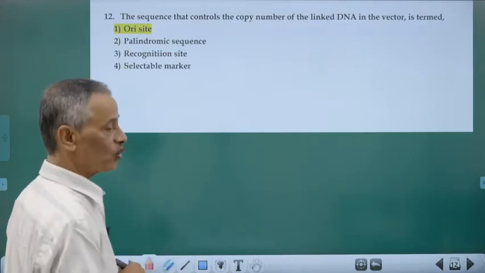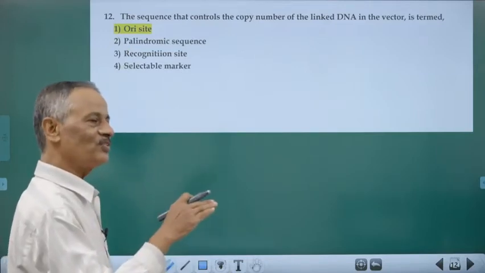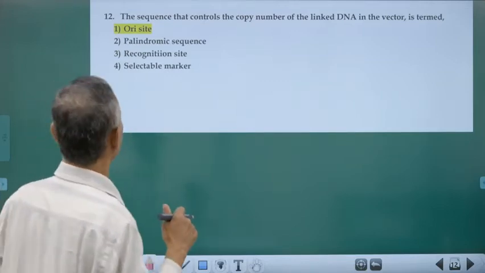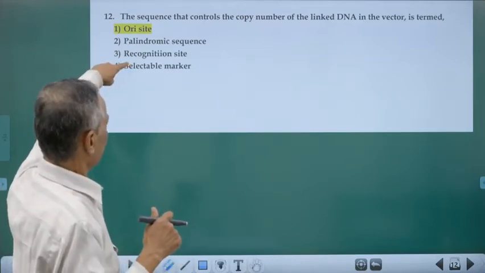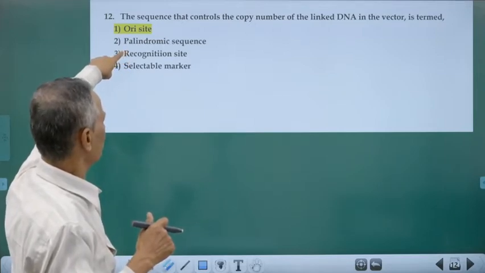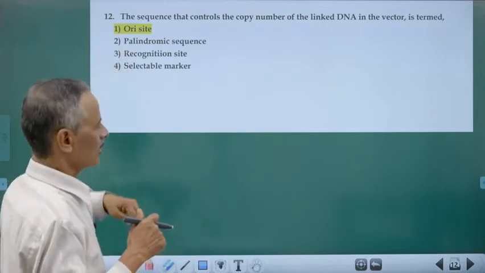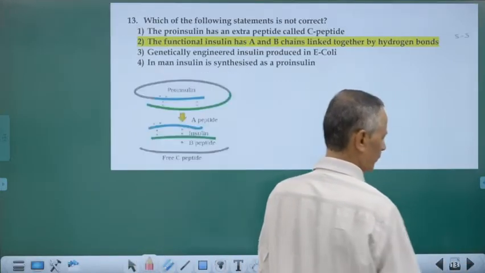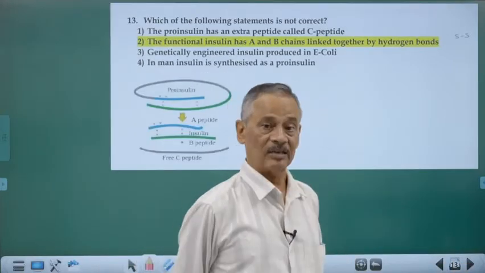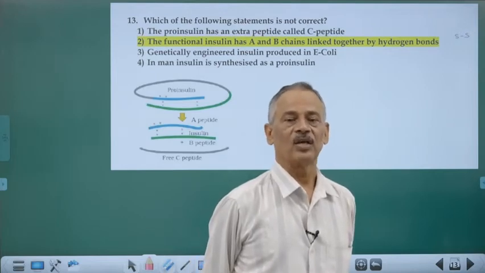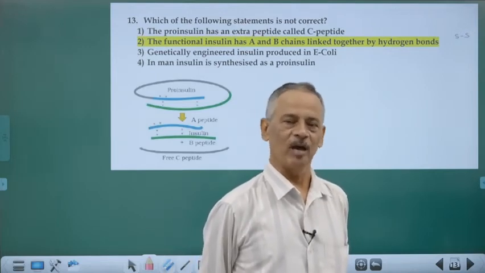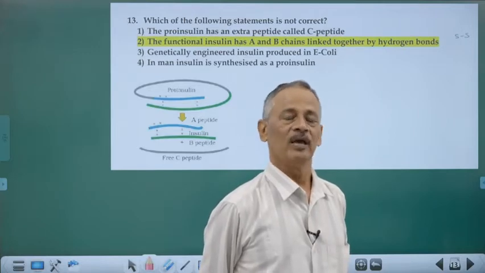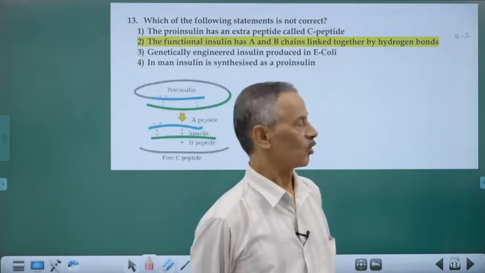What is a palindromic sequence? A palindromic sequence is a sequence that will be recognized by a restriction enzyme. And recognition sequences are all palindromic sequences. And a selectable marker is a site which is used for selecting transformants from non-transformants. That enables the researcher to select which one is the transformant and which one is not a transformant.